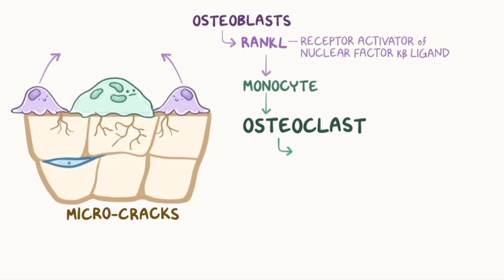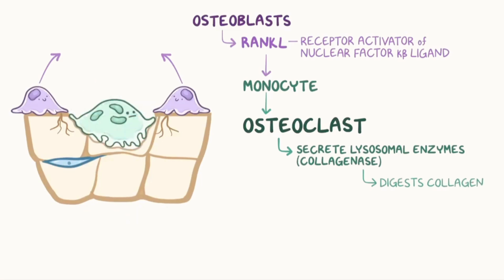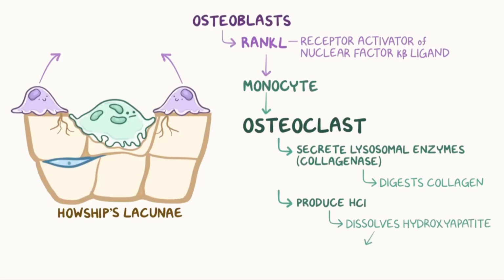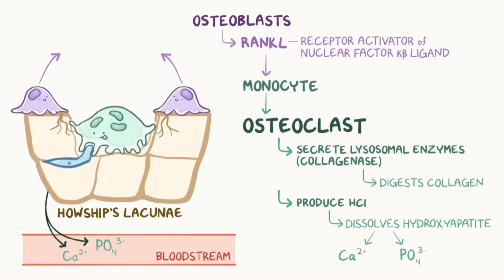The osteoclast starts secreting lysosomal enzymes, mostly collagenase, which digests the collagen protein in the organic matrix. This drills pits on the bone surface known as the Howship's lacunae. Osteoclasts also start producing hydrochloric acid, which dissolves hydroxyapatite into soluble calcium and phosphate ions, and these ions get released into the bloodstream. There are also a scattering of osteocytes which are trapped in the bony matrix. When these get freed up by the dissolving of bone, they get eaten up or phagocytosed by the osteoclasts. Man, what a sad way to go.